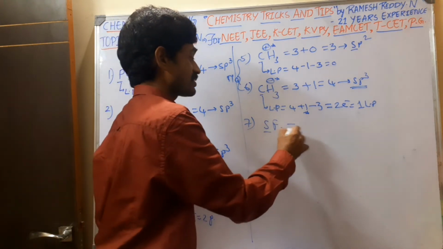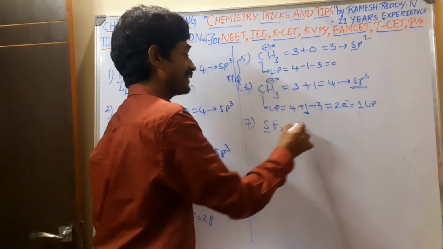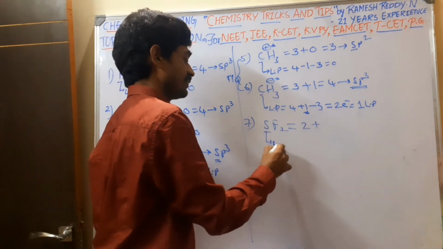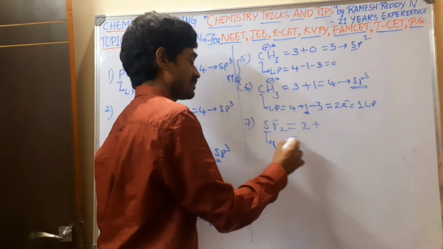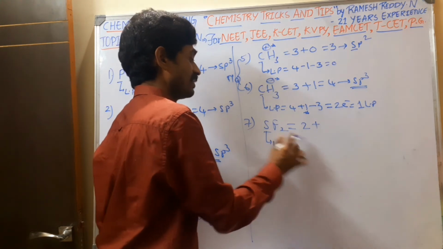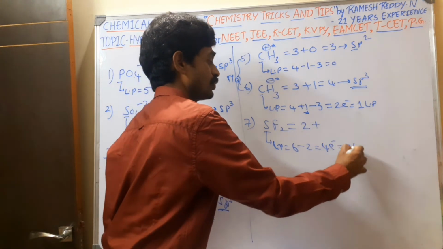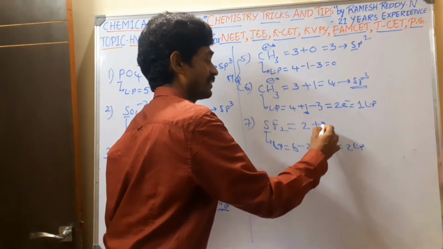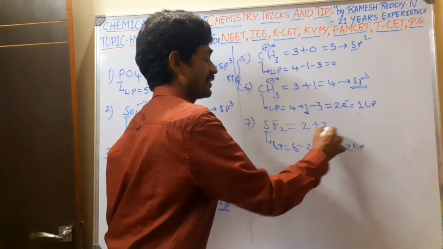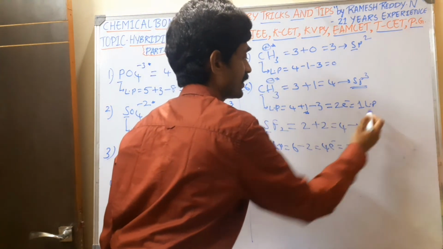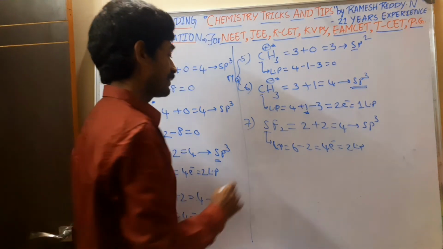So here the sulfur central atom, bonded atoms are 2 fluorines, plus 2. Then lone pairs of electrons on sulfur: sulfur valence electrons are 6, minus bonded atoms 2. 6 minus 2, that is 4 electrons, means 2 lone pairs are there, that you have to add. Then you get 2 plus 2, that is 4, means the central atom undergoes sp3 hybridization.